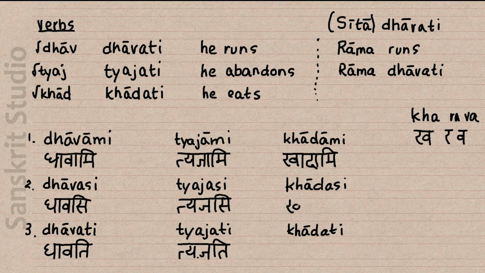And we repeat here, we do a ka, ka, and now we have a short da and a si. Khādasi. You eat. You there, lonely person. You eat. Khādasi. Khādati. He eats. Khādati. Like that. So those are the three forms, the basic three forms.